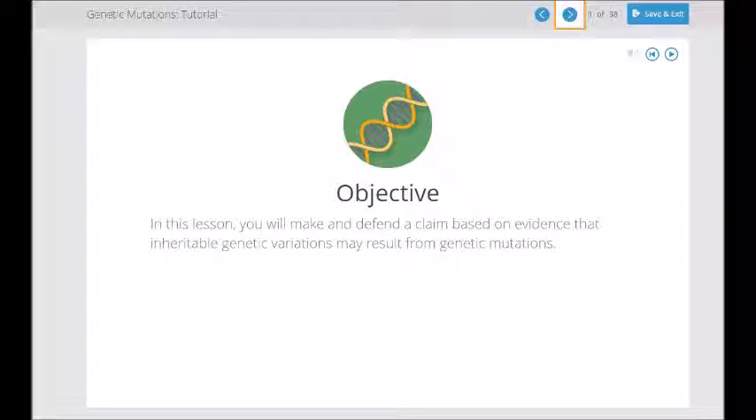In this lesson, you will make and defend a claim based on evidence that inheritable genetic variations may result from genetic mutations. What we're really going to do here is talk about how genetic mutations can cause changes in the DNA and create brand new traits never before seen. And this can lead to several things, good and bad.